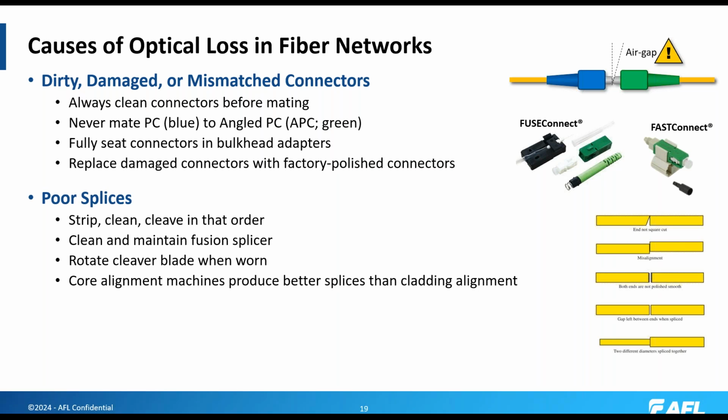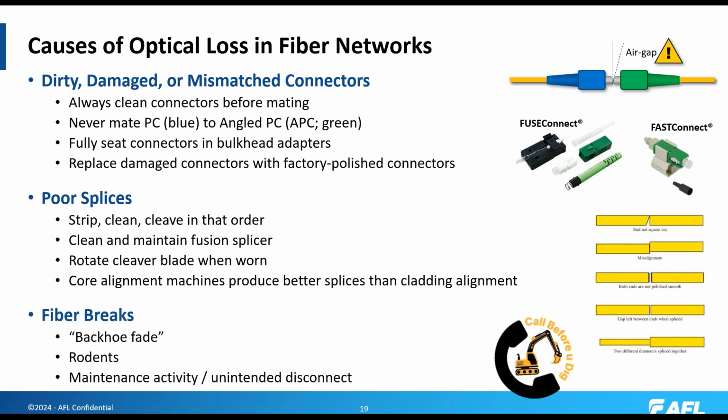Poor splices. Make sure you strip, clean, and cleave in that order. Make sure you maintain your fusion splicer and rotate the cleaver blade when it's worn. And be aware that core alignment machines produce better splices than cladding alignment. And that's especially true if you're not doing a very good job of stripping and cleaning the buffer coating off of your fiber.